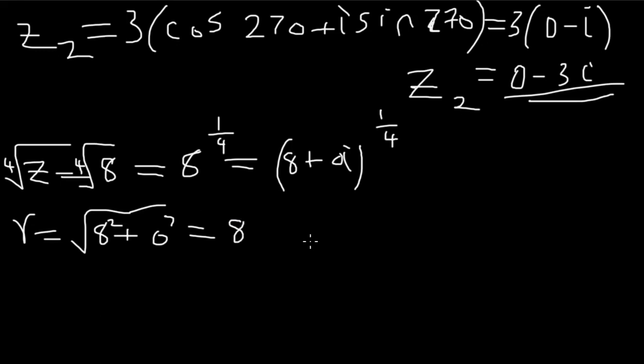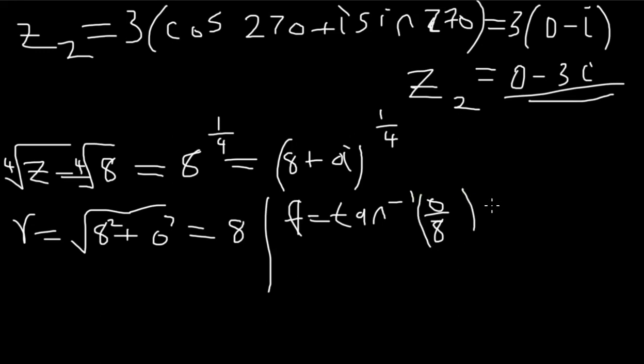And then you find the argument. Now the argument, which is theta, is going to give you tan inverse of y over x, which is 0 over 8. So 0 over 8 is just the same as tan inverse of 0, which will give you 0 as your answer. So 0 degrees is our argument.